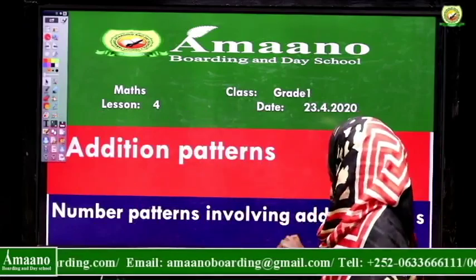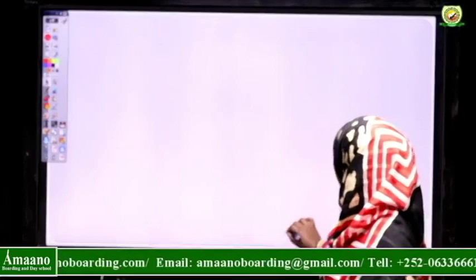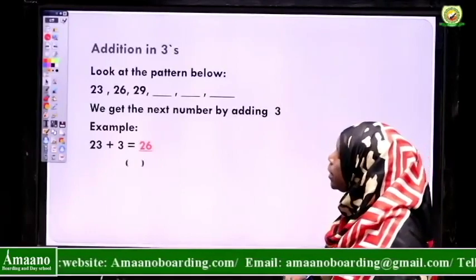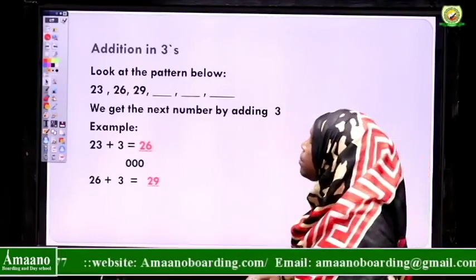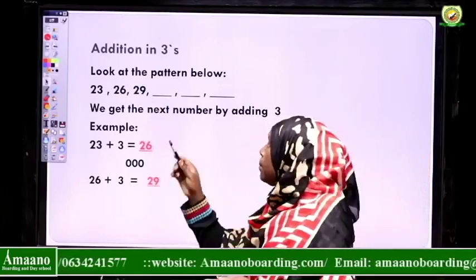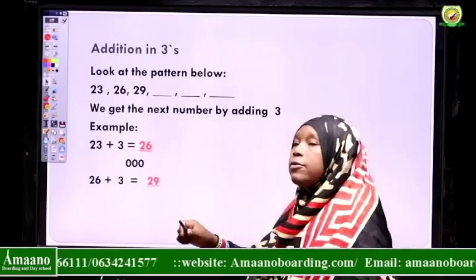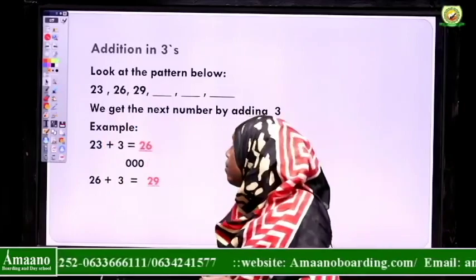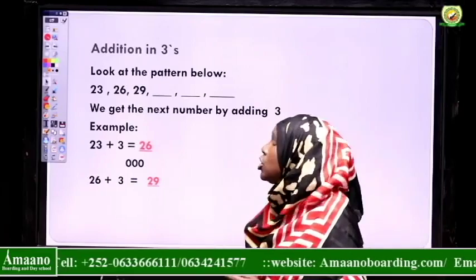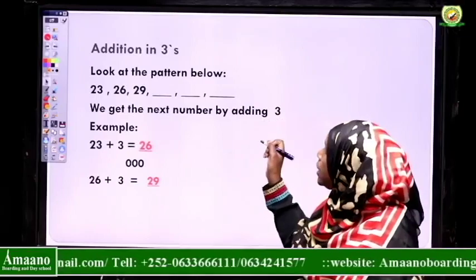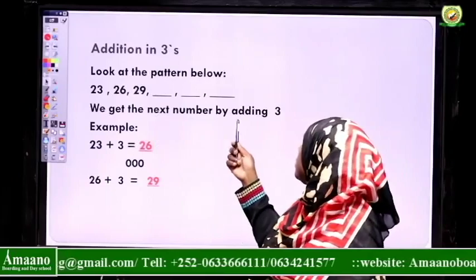Now, to go straight to our lesson today, we have some work that we have to start looking at. To help us understand more about this lesson, we want to look at the pattern below. For example, the first number is 23, children, and then after that, 26, 29, dash, dash, and lastly dash. Now, how do we get to the next number? We get to the next number by adding threes.